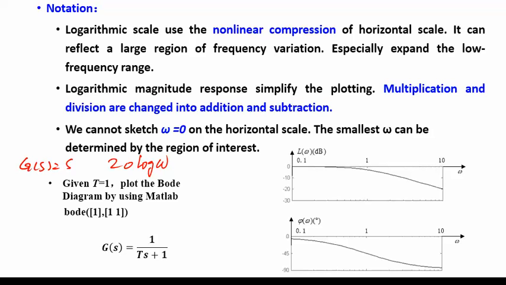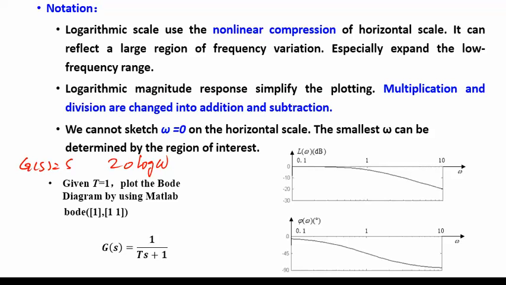Now in a system that contains several poles and zeros, you might end up taking 4 decades, 5 decades, 3 decades. It depends really on the corner frequencies involved.